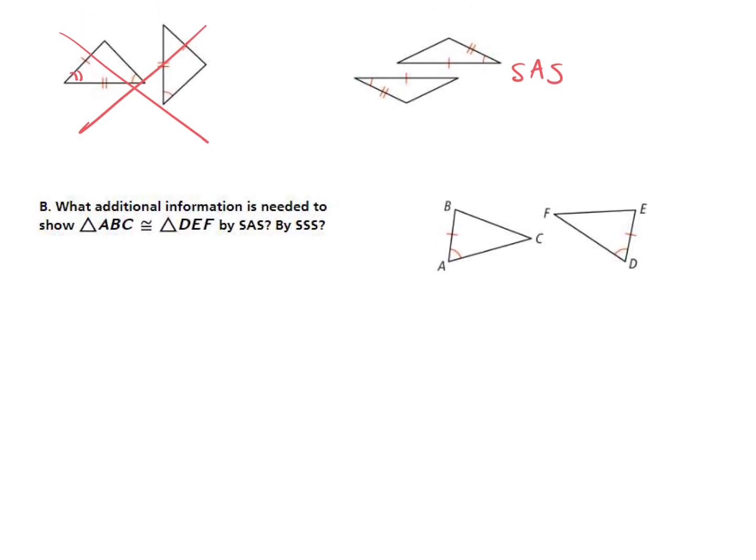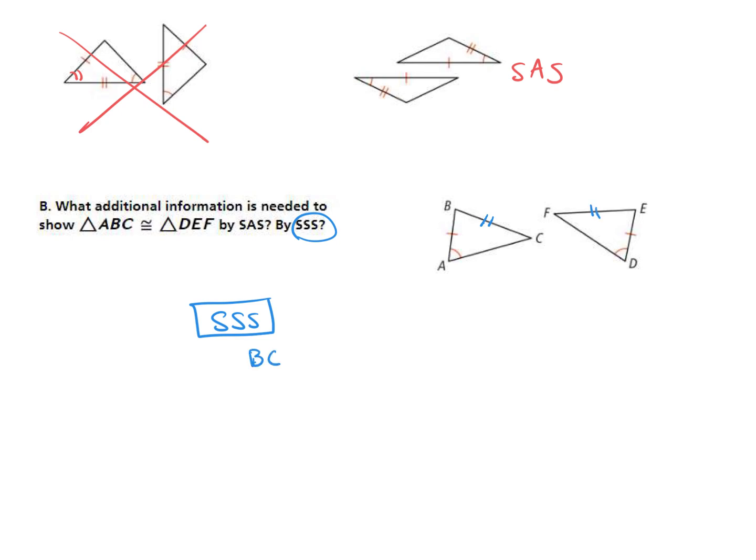All right, part B. What additional information is needed to show that triangle ABC is congruent to triangle DEF by side angle side? Well, actually, and by side, side, side. I'm going to just jump to side, side, side first. That's a little bit easier. If we want to use side, side, side to show that the triangles are congruent, then we need 3 sides to be congruent. Right now, we have side AB congruent to side DE. Well, we would also want side BC to be congruent to EF.